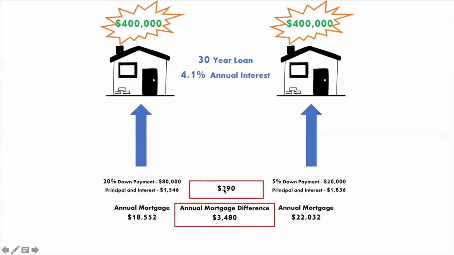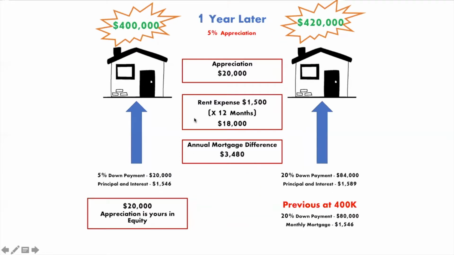Now, if we fast forward a year and look at this again, we're going to be comparing on the left here, you purchasing that house for the 5% down, opposed to waiting one more year to try and save up to get to that 20% down. When you have that 5% down, your payments are $1,546, like we said. But in Colorado, where we're at, houses are usually appreciating by 5% a year.